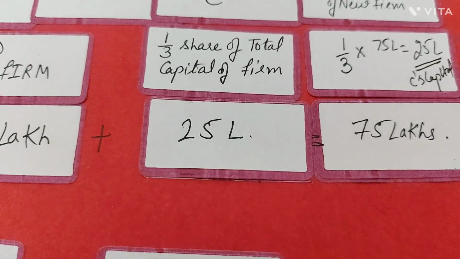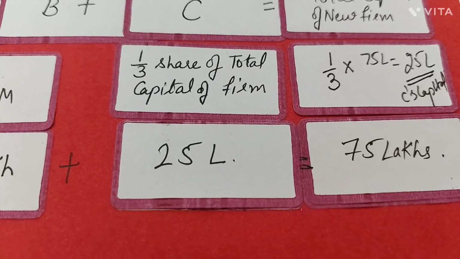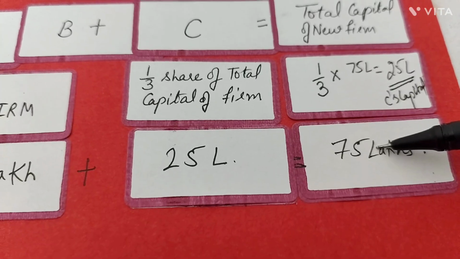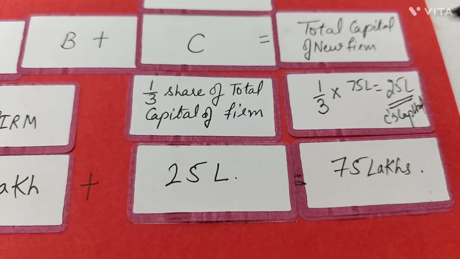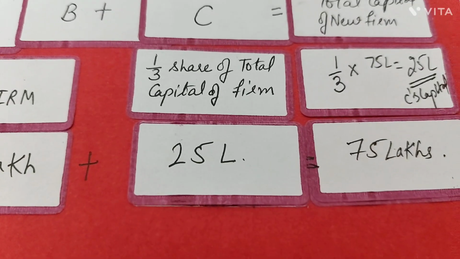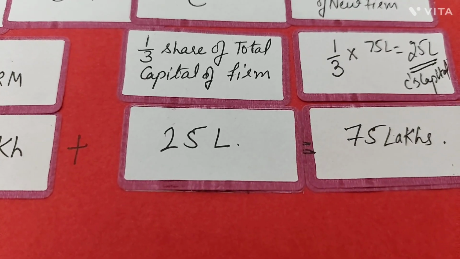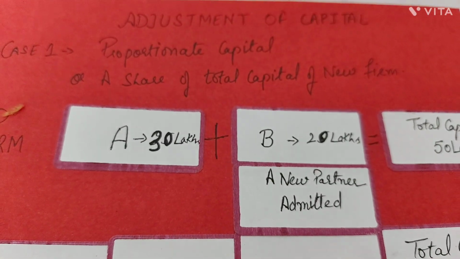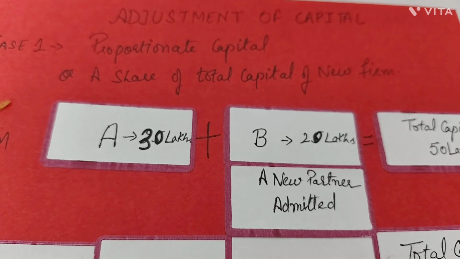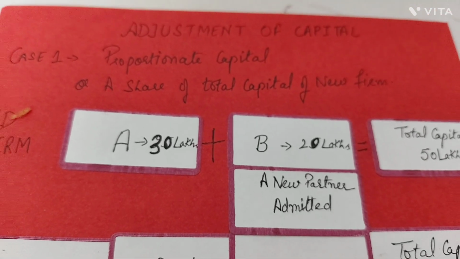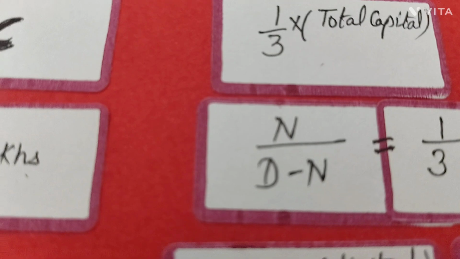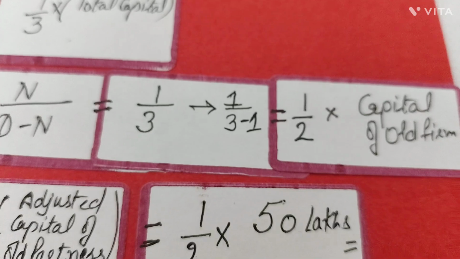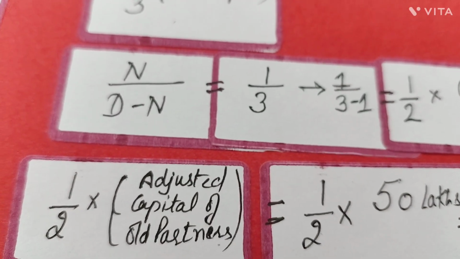Let's check it now. In the question you were given that C is supposed to bring 1/3 share of the total capital of the firm. Now the total capital of the firm is 75 lakh. So when we took 1/3 of 75 lakh, what is it? It is C's capital, that is rupees 25 lakh. So in this case of adjustment, where proportionate capital or a part of the capital of the new firm is to be brought in by the newly admitted partner, you will apply the formula, that is numerator upon denominator minus numerator, and take it of the adjusted capital of the old partners.